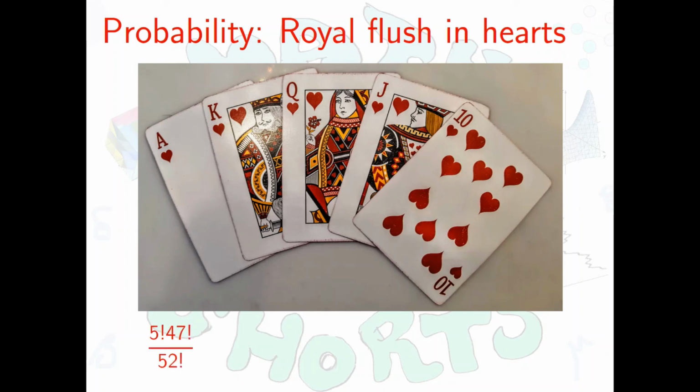Our answer is 5 factorial over 47 factorial times 47 factorial over 52 factorial, which is 1 in about 2.5 million, or about 0.00004%, or not very likely. So you'll see the form of this is very similar to the form of the other one. And again, we'll return to this at a future episode.